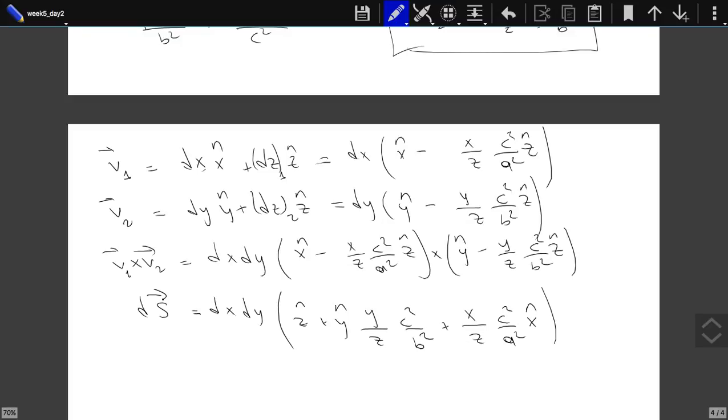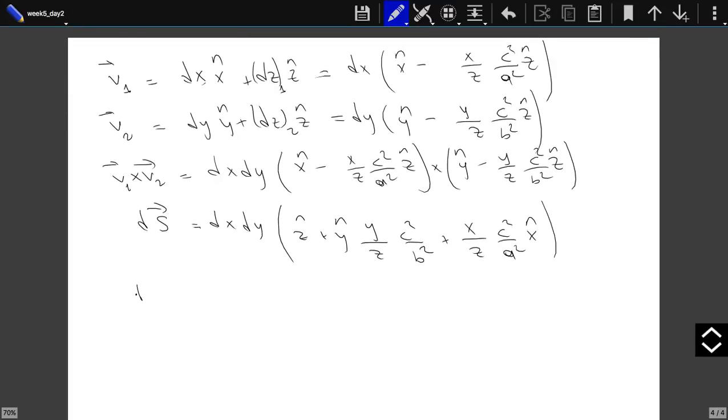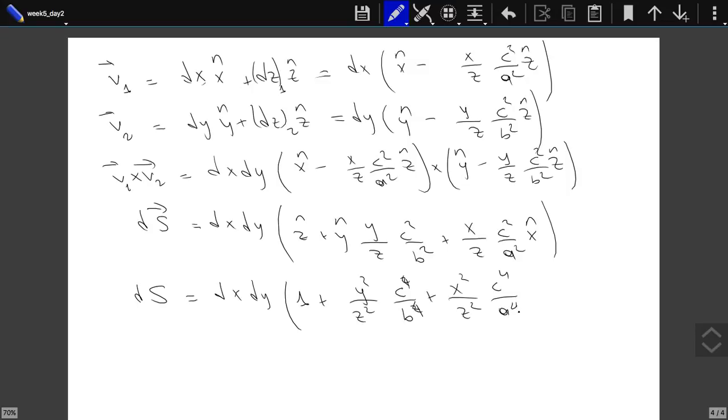Well, in this problem, we don't need the direction of the ds vector. We need the magnitude of this ds vector. So ds magnitude is dx dy, 1 plus y squared over z squared c squared over b squared plus x squared over z squared. So this is c to the 4, b to the 4, c to the 4 over a to the 4, everything under the square root. This is our ds area.